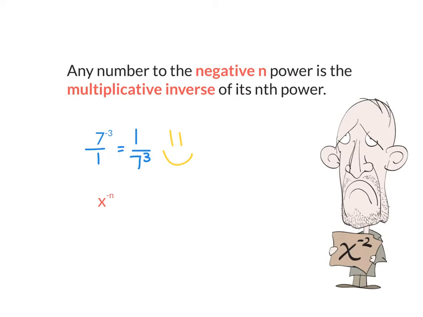I'm going to do the same thing for my variable. X to the negative n is going to be written over 1. And then I'm going to go ahead and flip it. My 1 becomes my numerator. My x to the negative n becomes my denominator. I'm going to lose the negative, and then my exponent will be happy. However, this is only true when x does not equal 0.